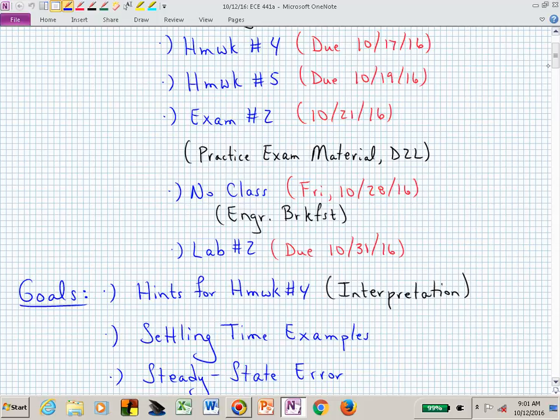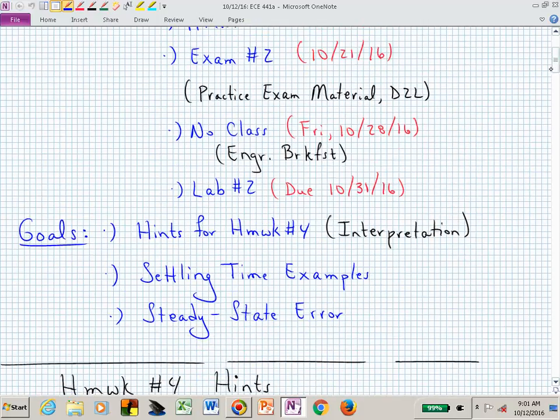Then there's no class on the following Friday, the 28th, and lab number 2 is due the following Wednesday. And lab number 2 material is going to be a part of exam number 2. Similar to exam number 1, you need to know the information on lab number 2 to perform well on exam number 2.